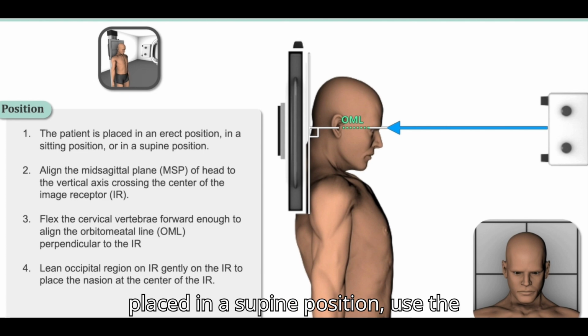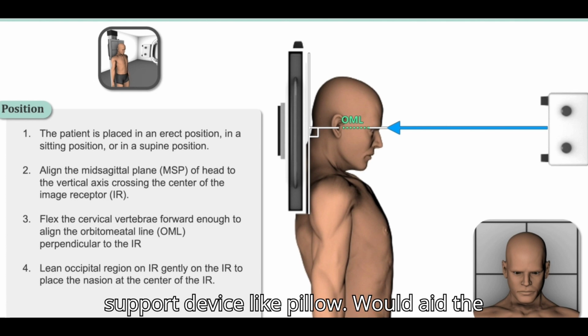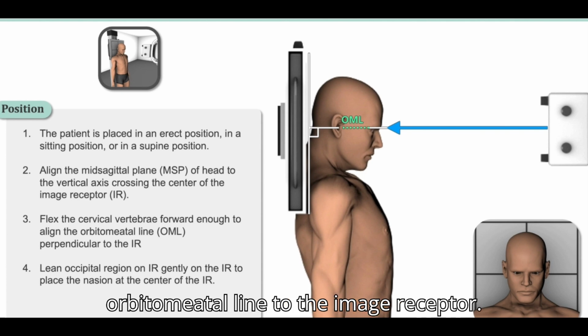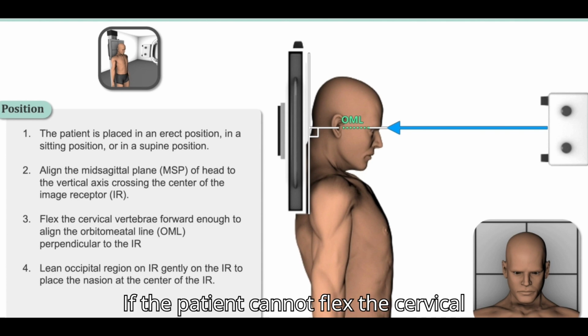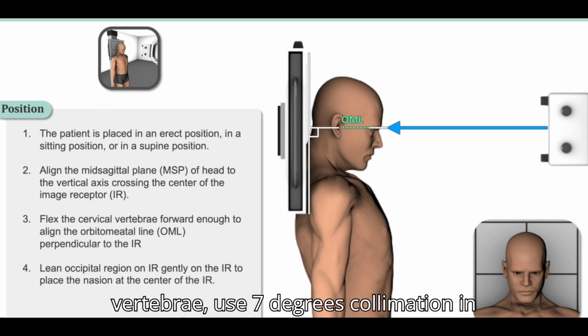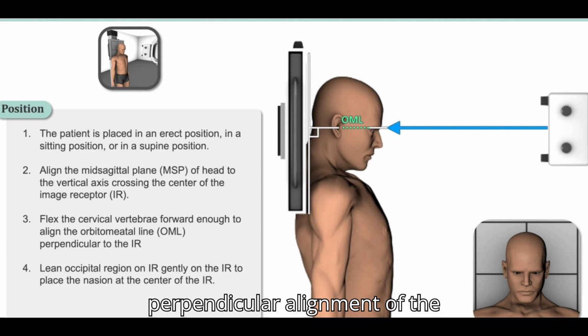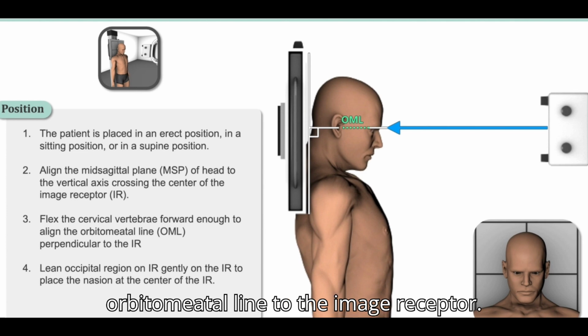When the patient is placed in a supine position, using a support device like a pillow would aid the perpendicular alignment of the orbitomeatal line to the image receptor. If the patient cannot flex the cervical vertebrae, use 7 degrees collimation in caudal direction to the nasion with a perpendicular alignment of the orbitomeatal line to the image receptor.